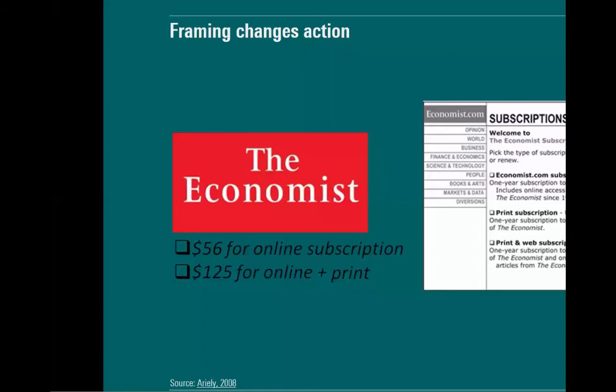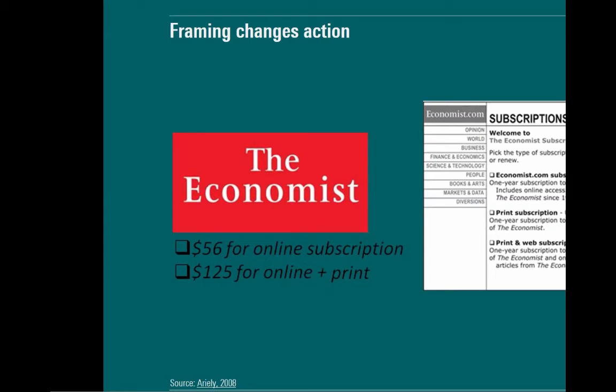So look at an example of this. This is a famous example of how much framing affects our decision making, especially in a business context. In this example, The Economist had these traditional options for subscriptions to the magazine on the left, where there was a cheaper option of just the online subscription, and the more expensive option, which gave them online and print.